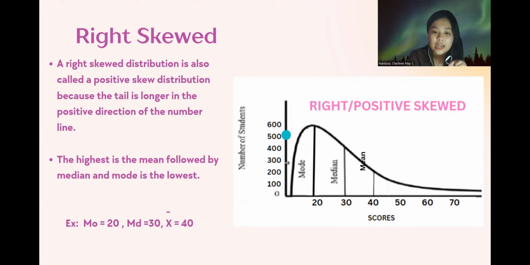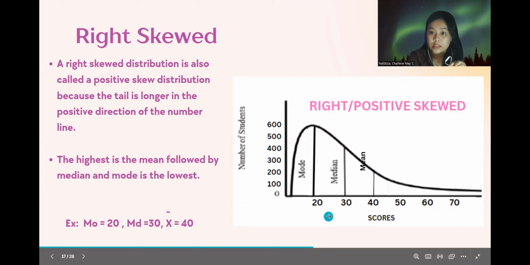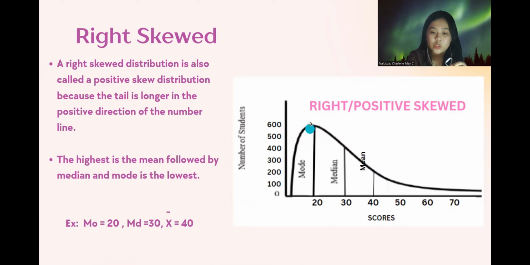Here on this side, this is the number of students, and here, these are the scores. It states that a lot of students got the score of 20, so that's why our mode is 20. Then followed by the median, and the mean is our highest value because there are students who got the score of 40, which is the highest value. So the only thing you need to understand about the right skew is that the highest is the mean, followed by the median, and the lowest is the mode.